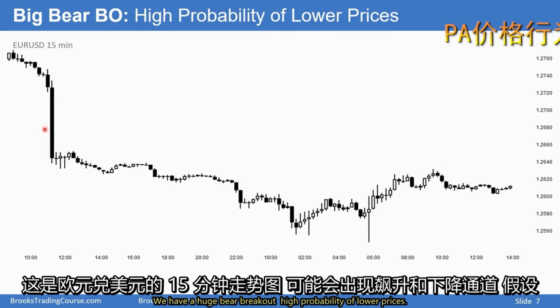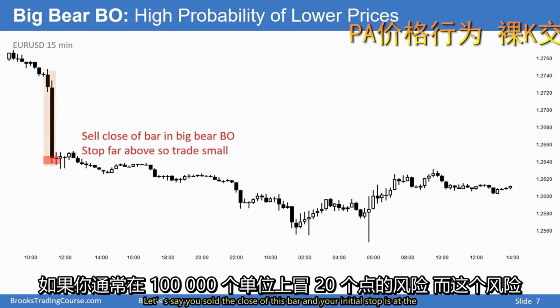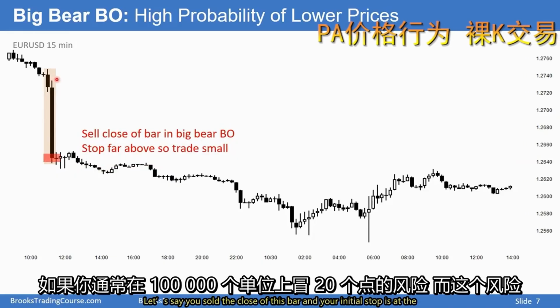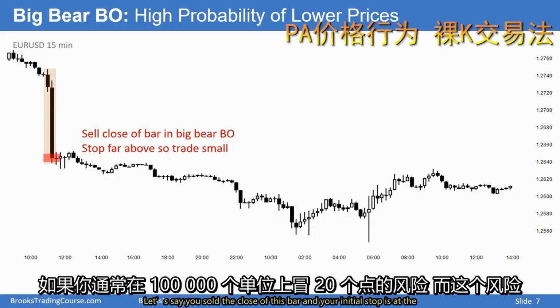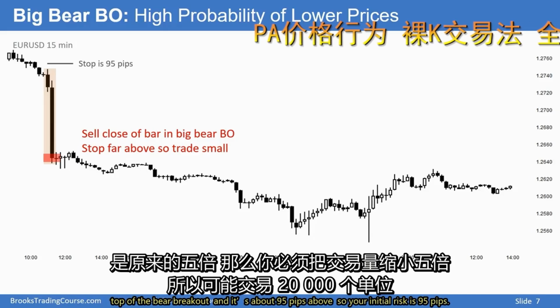We have a huge bear breakout, high probability of lower prices. This is the euro versus the dollar, a 15-minute chart. Probably going to get a spike and channel down. Let's say you sold the close of this bar, and your initial stop is at the top of the bear breakout, and it's about 95 pips above. So your initial risk is 95 pips.